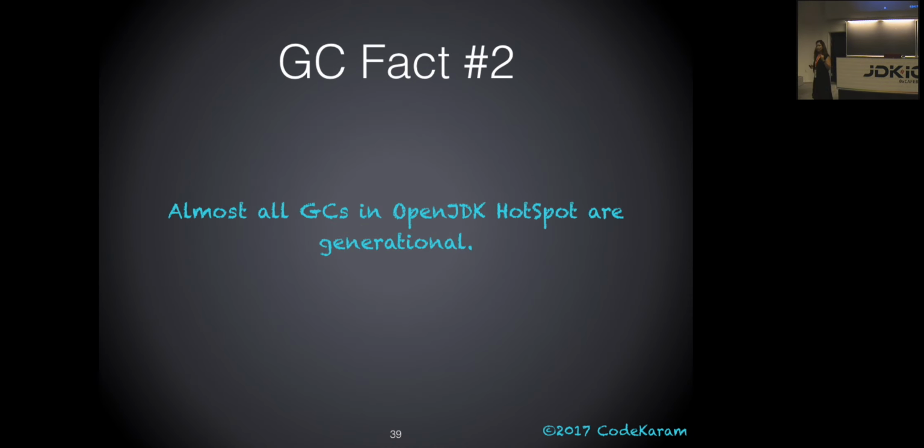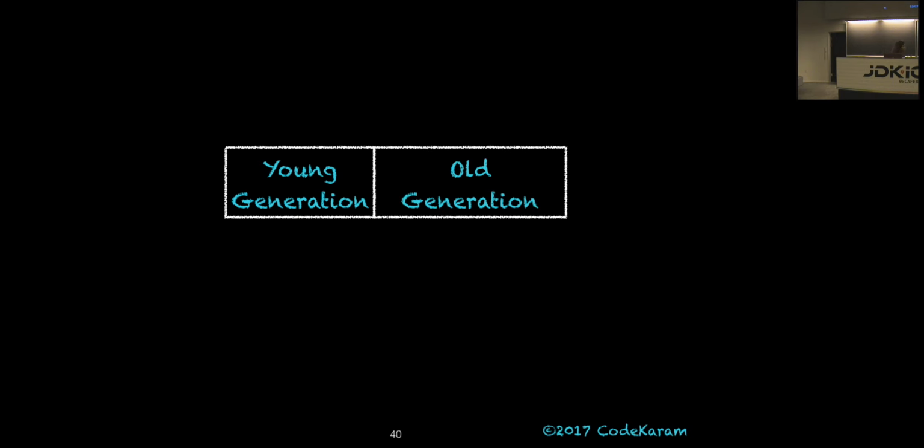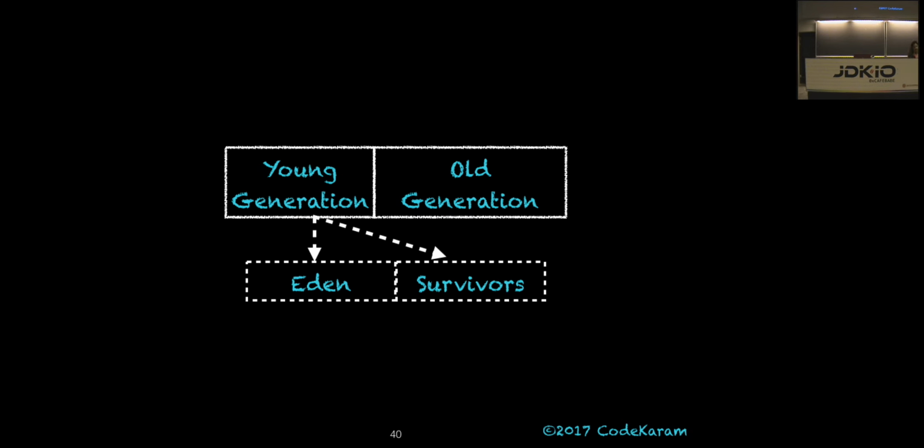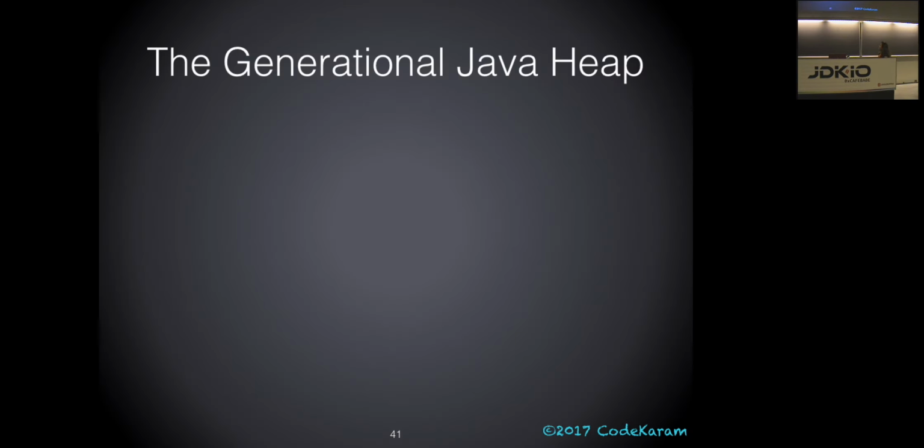So let's look at multi-generational heap. Another fact is almost all GCs in OpenJDK HotSpot, so basically except Shenandoah, are generational GCs, so they're optimized for throughput. So when I say multi-generational, I mean there is a young generation, like I said, and an old generation. The young generation is further divided into Eden and survivor spaces, okay?